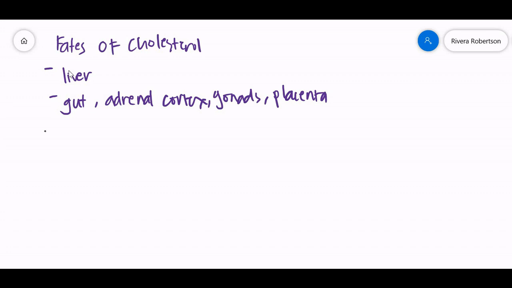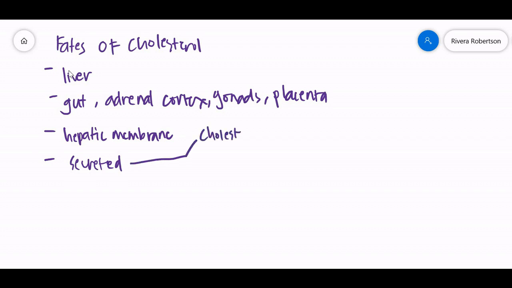Now, a small portion of the cholesterol is utilized for the hepatic membrane, whereas the majority of the cholesterol that's biosynthesized in the body is secreted. It is secreted either as cholesterol esters, as biliary cholesterol, or as bile acids.